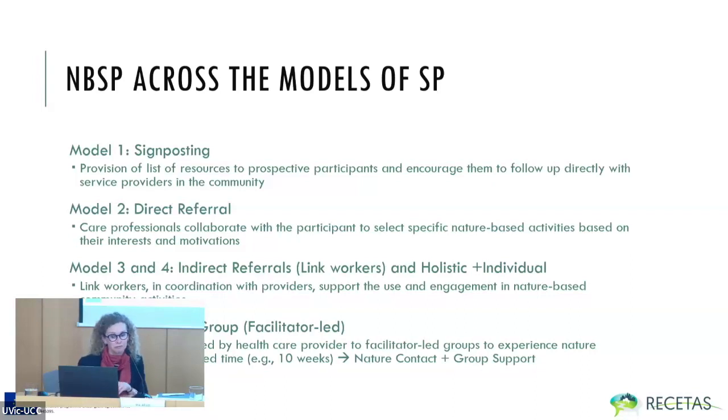In models 3 and 4, this is where we have the link workers. It's more holistic, and it's working with them and connecting to these third sector organizations to help people find these activities, but it's individually based. So it might be, walk in a park 3 days a week. There might be a bit of a prescription on it. Maybe it's even walk with a doc, have time with a doctor. It attracts someone to come in. But again, it's really about the individual showing up.